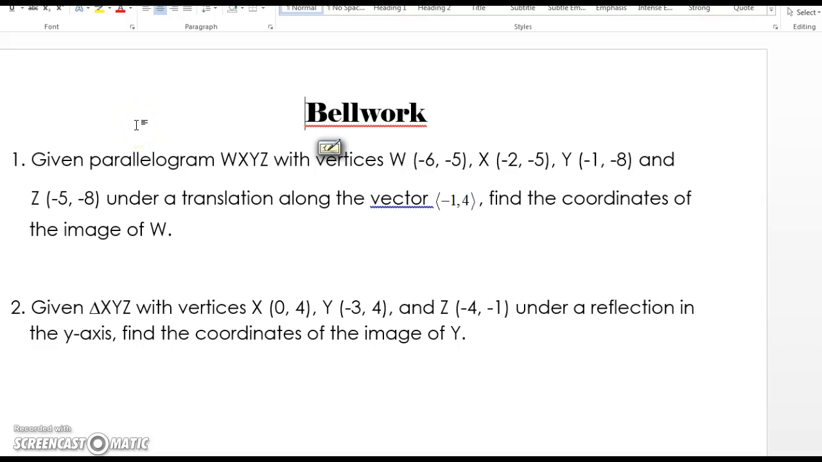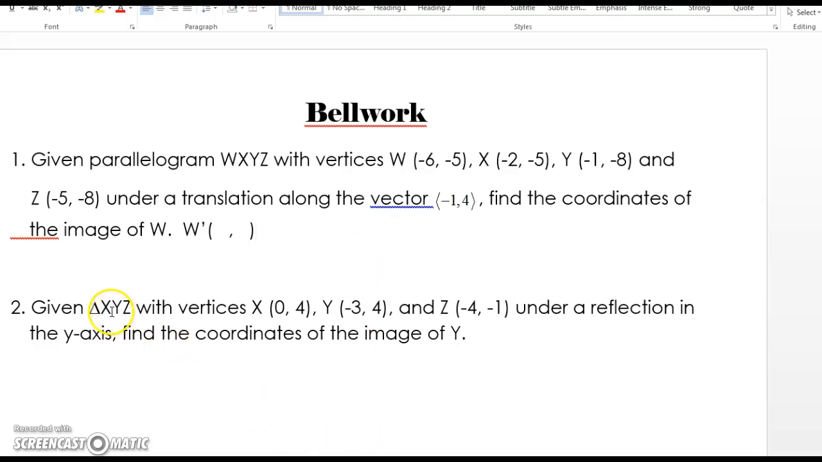Remember, this is not a point. This (-1, 4) is not a point. That is a vector that is telling you how you're translating your preimage to your image. Find the coordinates of the image of W. Or in other words, the only thing you have to find for number 1 is W prime. You don't have to transform every point. You just have to figure out what the coordinates for W prime would be. So that's what you need to do for number 1.